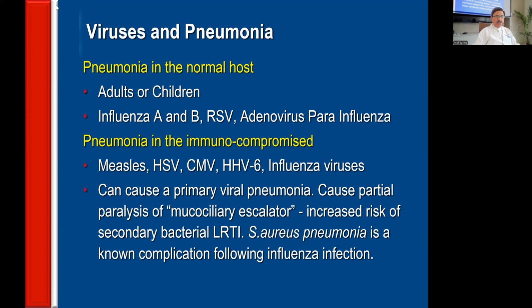Measles, herpes simplex infection, cytomegalovirus, HHV6. Influenza virus can cause a primary viral pneumonia and causes partial paralysis of the mucociliary escalator, increasing the risk of secondary bacterial LRTI. Staphylococcal pneumonia is a known complication following influenza. These are the other things.